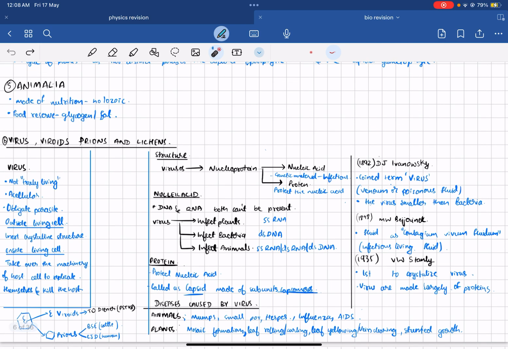Next, we will study about viruses, viroids, prions, and lichens. For viruses, we have to remember these points very well because they have been asking multiple statements, like A, B, C are correct, or B, C, D are correct. Virus is not truly living, it's acellular, an obligate parasite, and outside is the living cell. Consider this as the living cell, and this is the virus. If it's inside, it's living. If it's outside, it's crystalline, then it's not living.